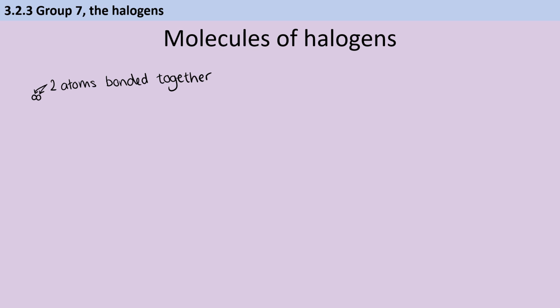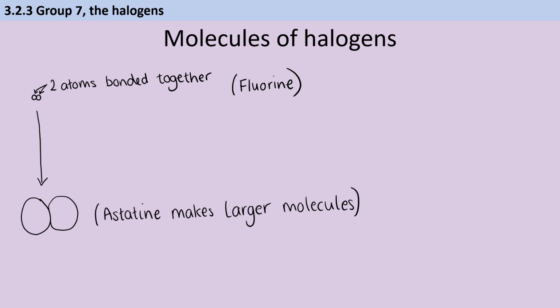As we go down group 7, these molecules become bigger and contain more electrons. So fluorine is obviously the smallest molecule, and at the other end we have astatine, which makes much larger molecules. Because these molecules are larger, they contain more electrons, and this means that the weak intermolecular forces that spontaneously arise due to the irregular distribution of these electrons are comparatively stronger and need more energy to overcome. It's this which leads iodine and astatine to have higher melting and boiling points and exist as solids.